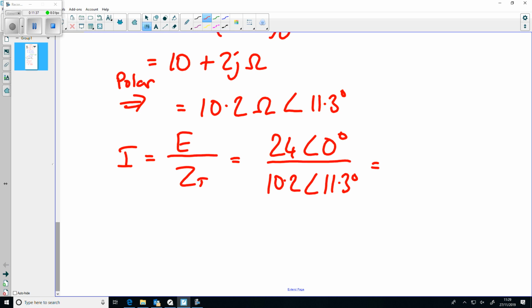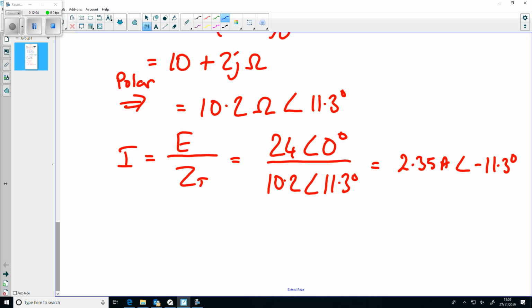How do we do polar division of polar complex numbers? Divide the first bit and then minus the second bit. So you do 24 over 10.2. I've got 2.35 amps. Angle 0 minus 11.3 is a minus 11.3 degrees.